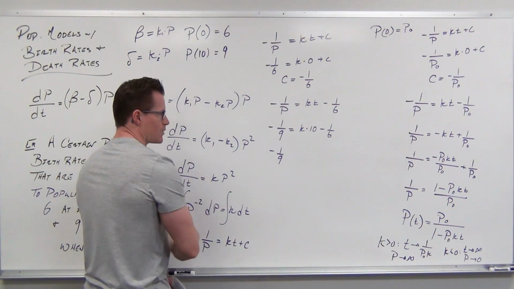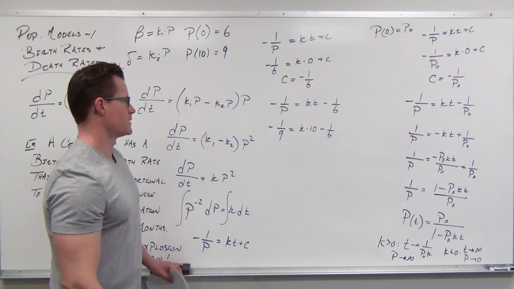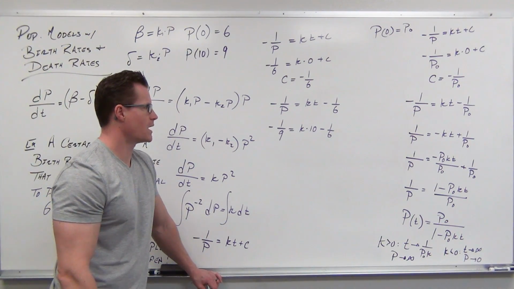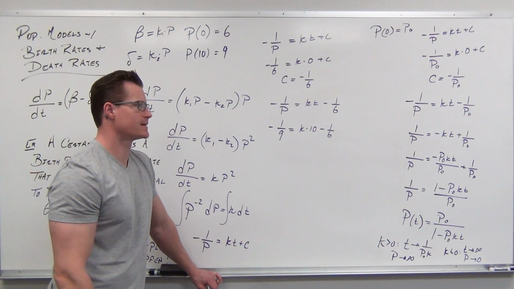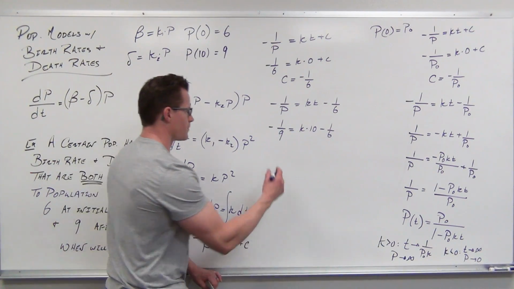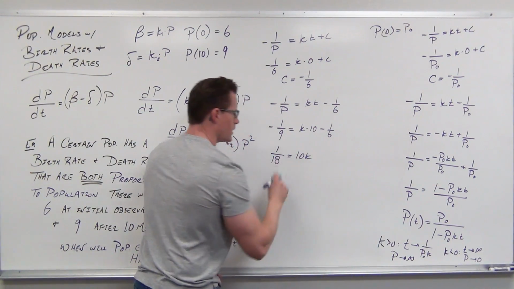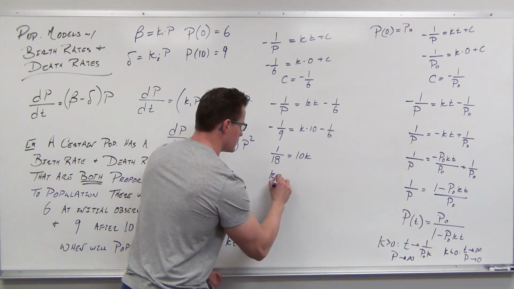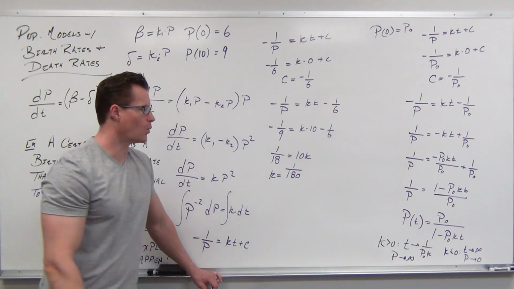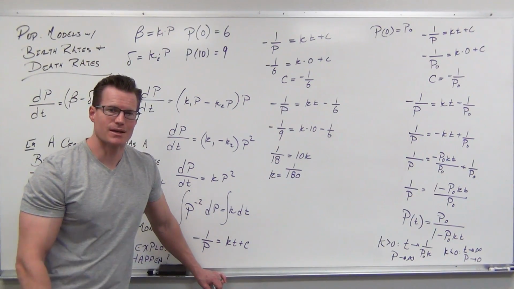You know what, let's go ahead and add 1/6 right now. So let's see. Negative 1/9 plus 1/6. Negative 2/18 plus 3/18, it should be 1/18. And if we divide by 10, K equals 1 over 180. Wait a minute, didn't we say the K should be positive here? Yes, in fact we did.